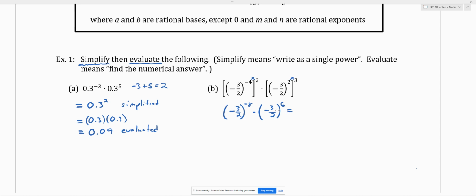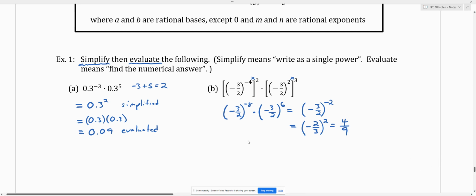Now we know we have to add exponents here. Negative 8 plus 6 is going to give me negative 2. So we have negative 3 over 2 raised to the power of negative 2. And now we can further simplify by using that negative exponent rule. That's going to flip our fraction. So now the 2 goes up top, the 3 goes on the bottom, just keeping the negative out in front. And that's raised now to the positive 2. And finally, we can square everything inside here. We're going to square the 2, square the negative, square the 3, and we're going to get a positive 4 over 9. Okay?